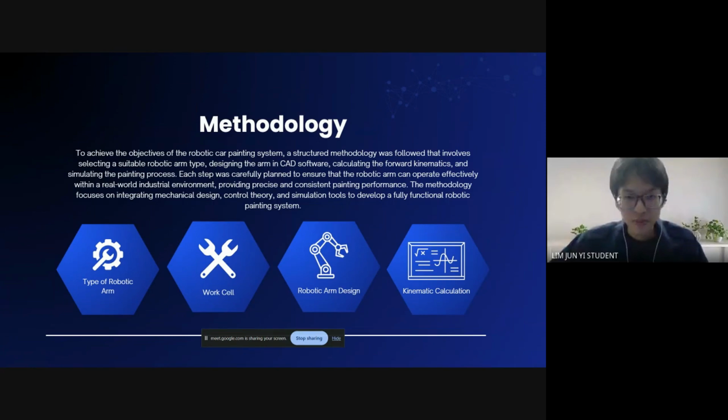Good evening, Doctor. My name is Lim Junyi. So right now I will bring you through the methodology of this project. In this methodology, we go through the type of robotic arm, the robot work cell, the robotic arm design, and the kinematic calculation. Next.